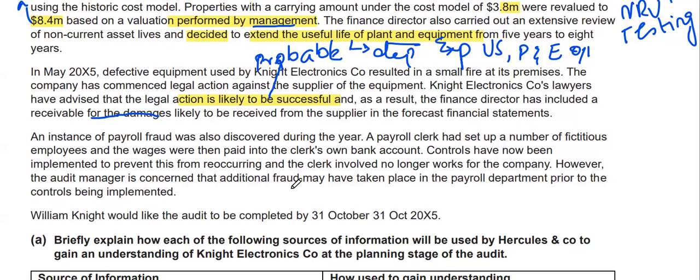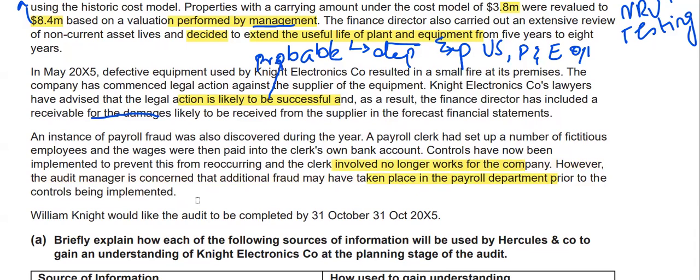An instance of payroll fraud was also discovered during the year. A payroll clerk had set up a number of fictitious employees, and the wages were then paid into the clerk's own bank account. Controls have now been implemented to prevent this from reoccurring, and the clerk involved no longer works for the company. However, the audit manager is concerned that additional fraud may have taken place in the payroll department prior to the controls being implemented.